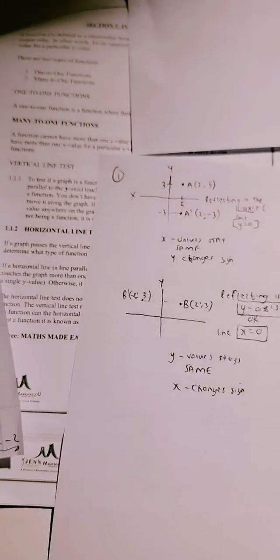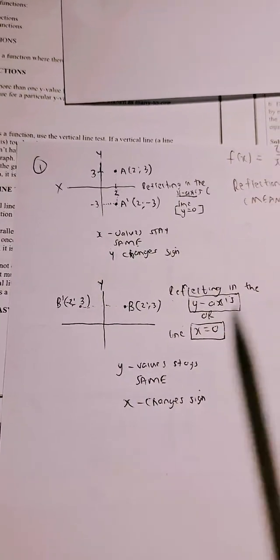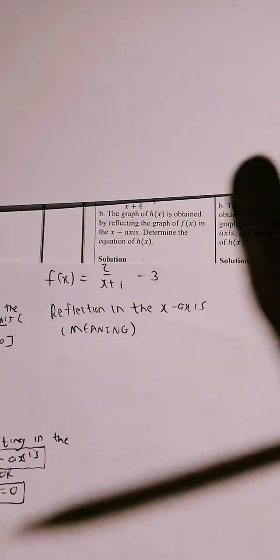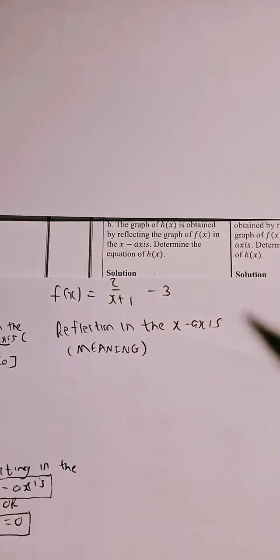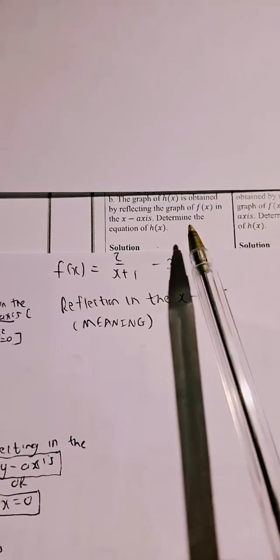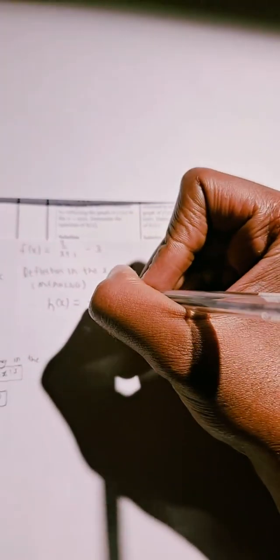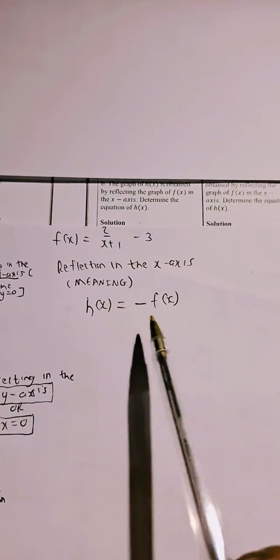Okay, so we understand. Now I'm going to go to the function. So you understand it for the coordinates, all right? We practically understand what reflection means. So if they say the graph of h of x is obtained by reflecting the graph of f of x in the x-axis, determine the equation of h of x, where now you are saying h of x is equal to the negative of f of x. That's what it means functionally.